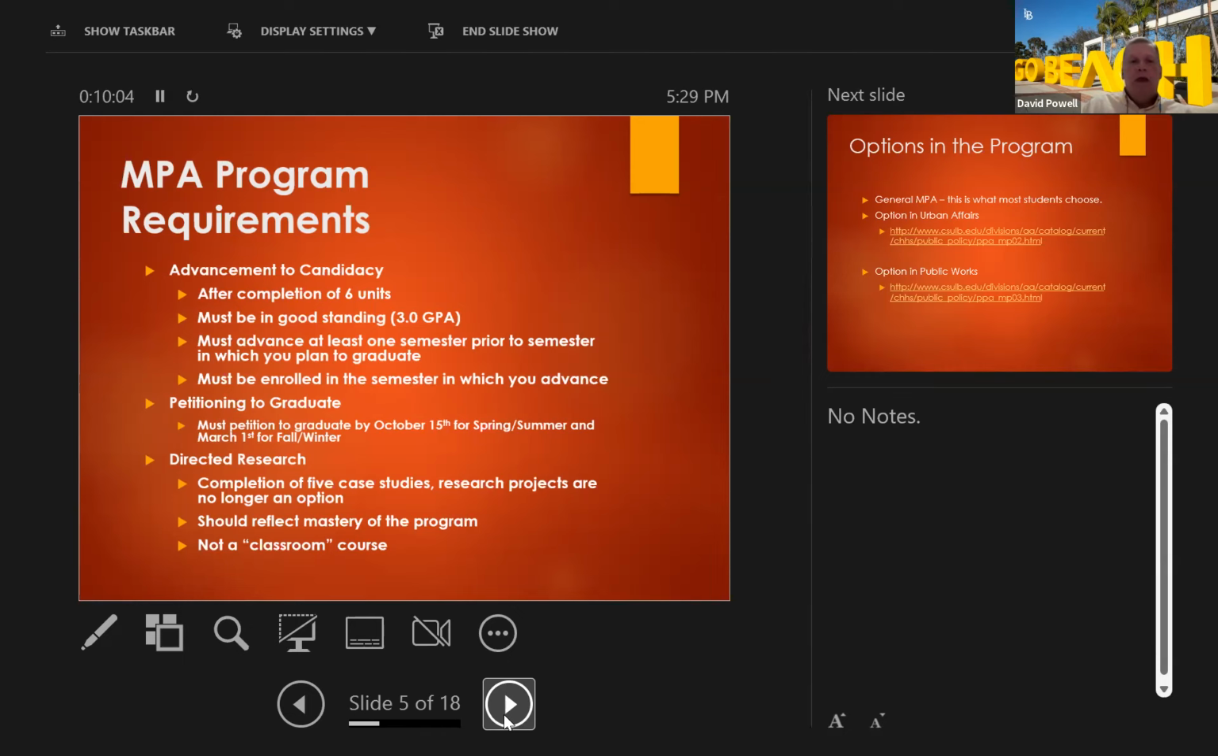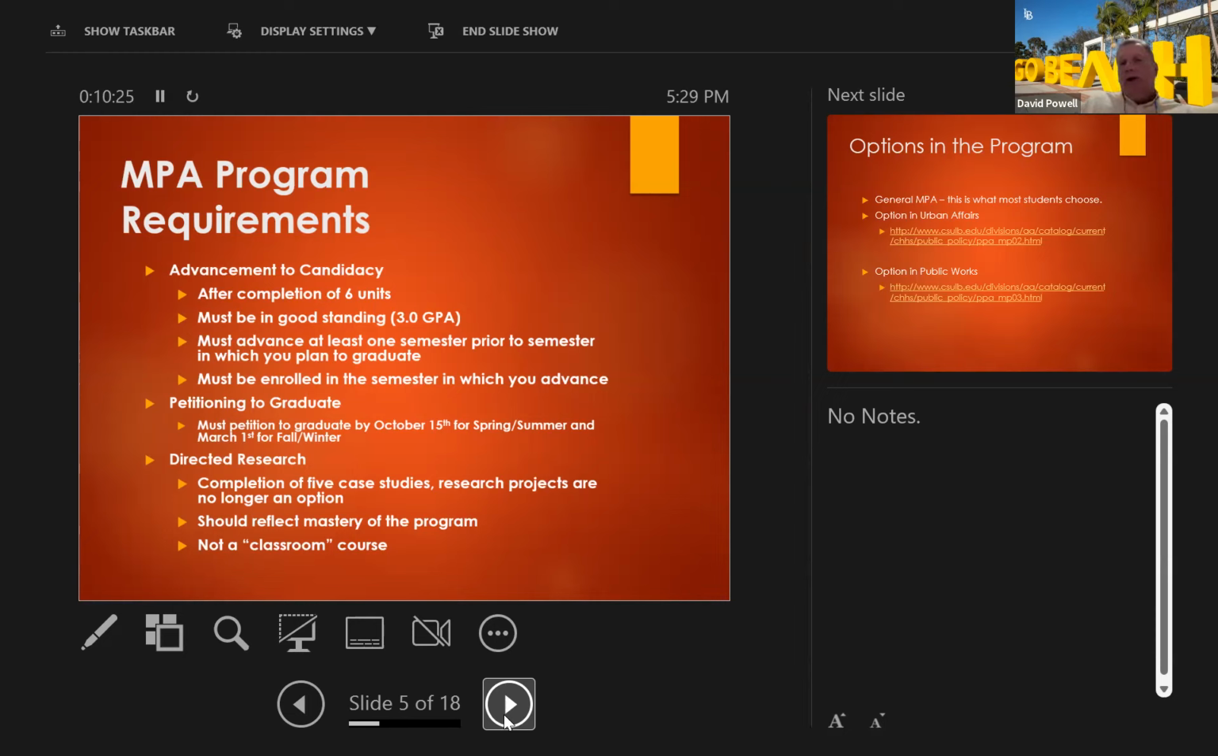If you miss those deadlines, there is a late petition to graduate period that you can apply after the deadline, but they will charge you a late fee. It used to be $15. Again, I don't know if they've raised it recently, but you will have to pay that late fee to the university. The university enjoys collecting fees.